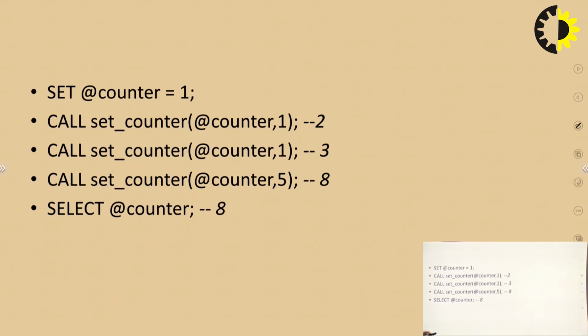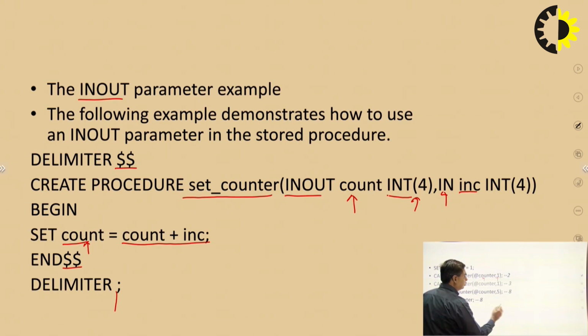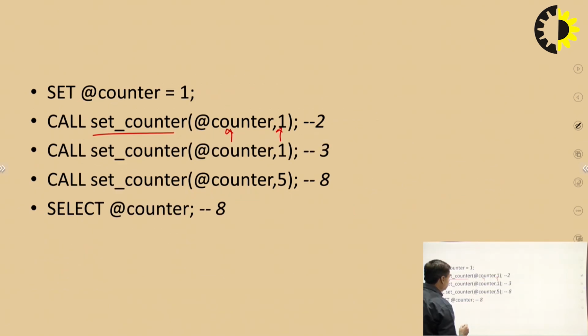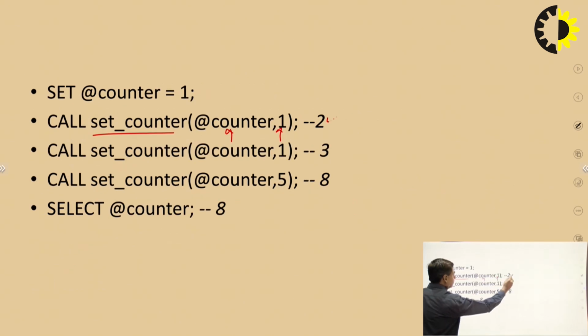When we call this procedure set counter and we are passing the counter, it is in out mode and we are passing the increment 1. So what will happen, it will call the procedure set counter, and this counter variable that we have passed earlier will be stored in this count variable, and it is incremented by 1 because we are passing 1, and output will be stored as 2. So 2 will be displayed here.